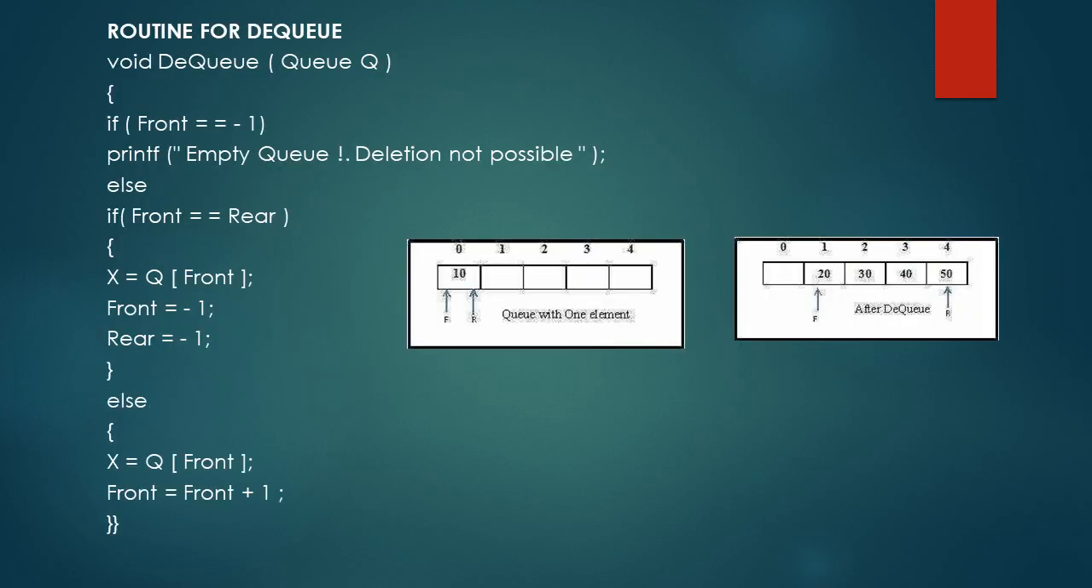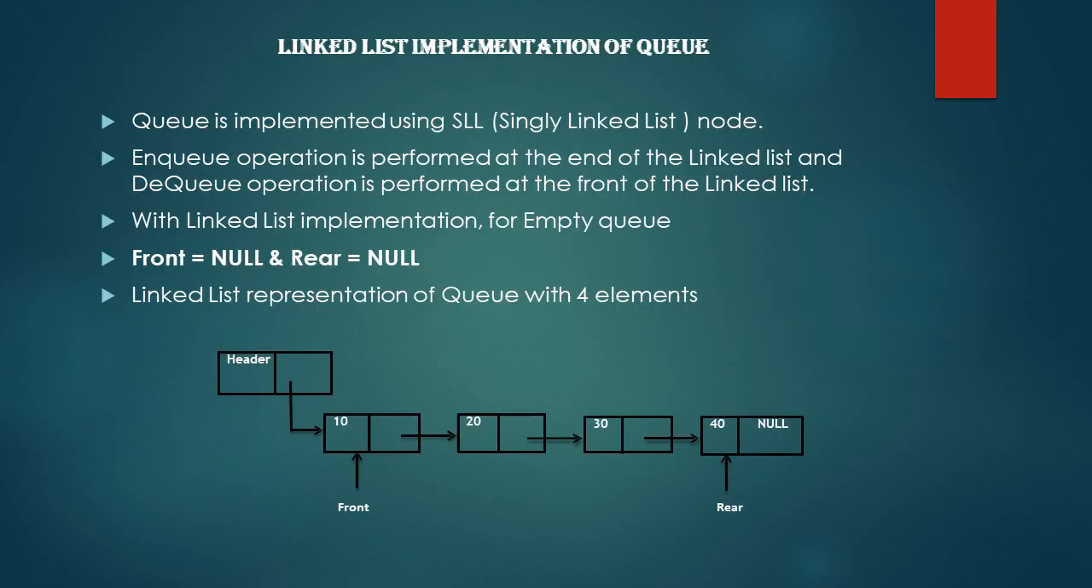Routine for DQ. Void DQ(Q). If front is equal to -1, printf empty queue, deletion not possible. Or else, if front is equal to rear, X equal to Q[front], front is equal to -1, rear is equal to -1. Else, X equal to Q[front], front is equal to front plus 1.